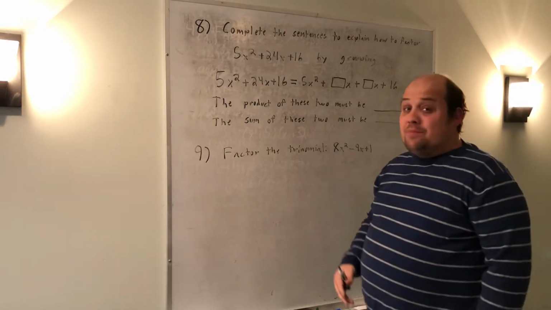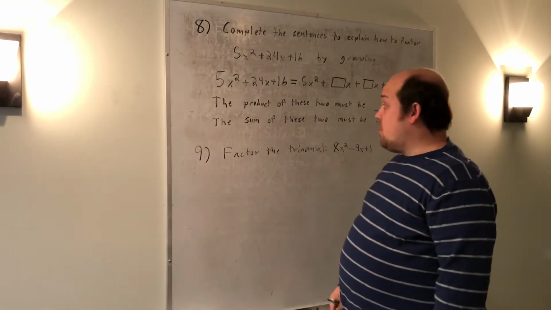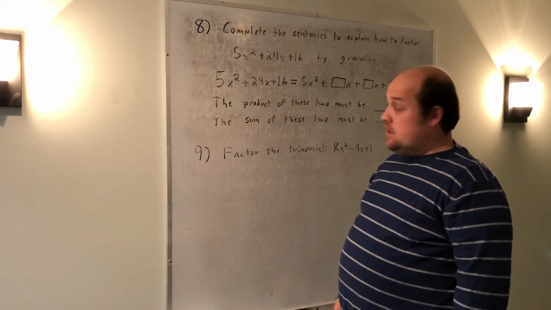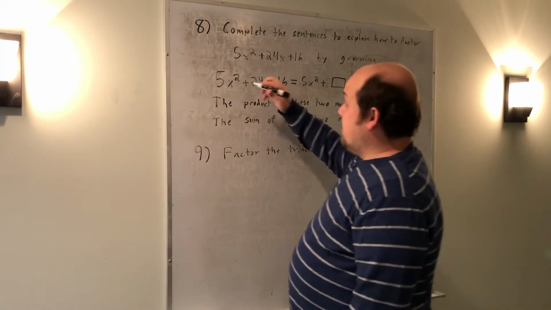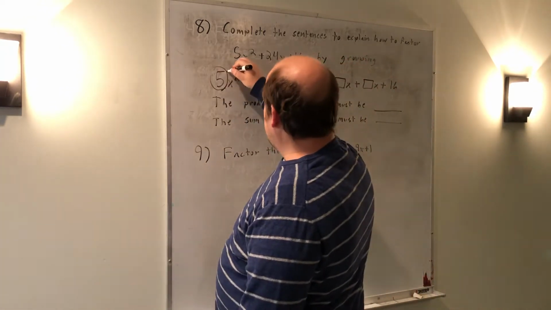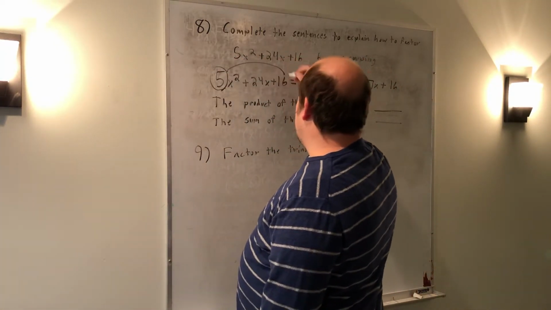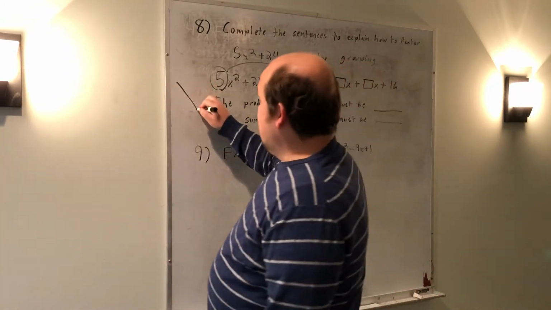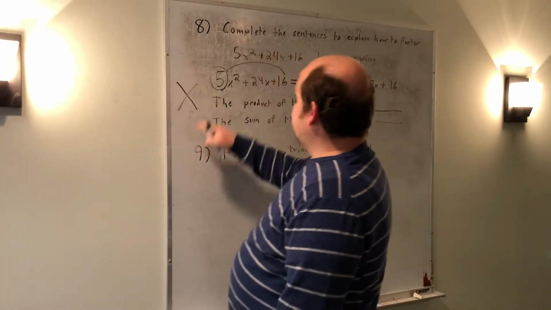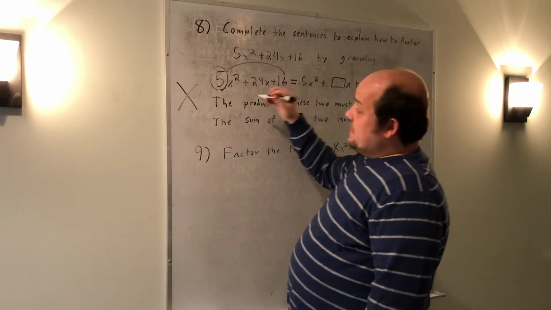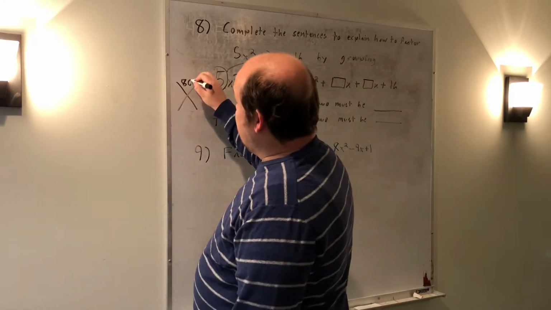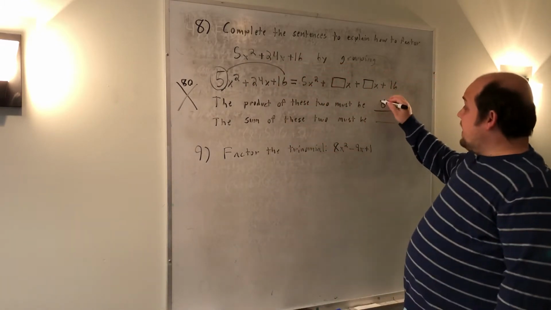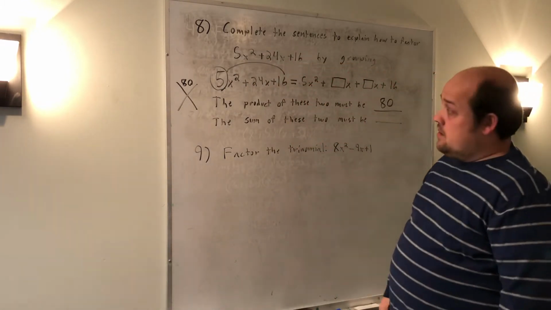But in this problem, they're not asking us to do that hard work. All they're asking us to do is show how we run this cross method. So basically what I've told you is you take the first term times the last term to get what the product should be, or what goes in the top of your cross here. 5 times 16, my calculator tells me is 80. That's what would go in the top of my cross, and that's what the product must be.